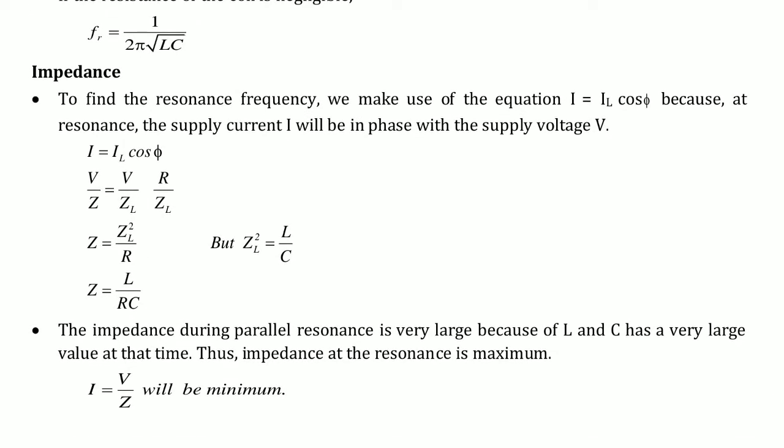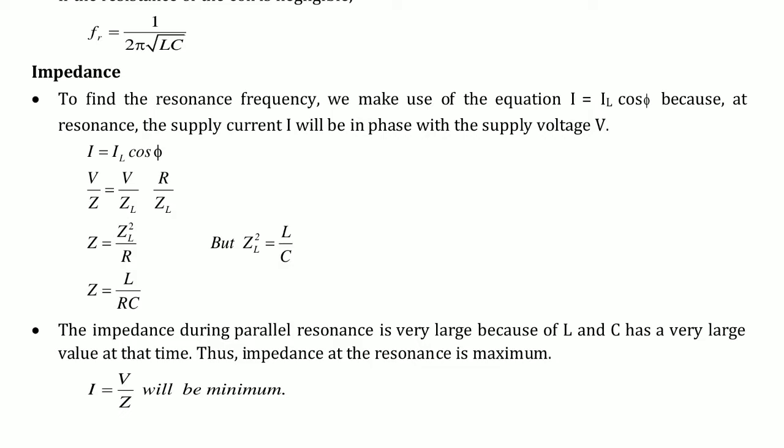The impedance during parallel resonance is very large because L and C have a very large value at that time. Once again, the impedance during parallel resonance is very large because L and C have a very large value at that time. Thus, impedance at resonance is maximum.